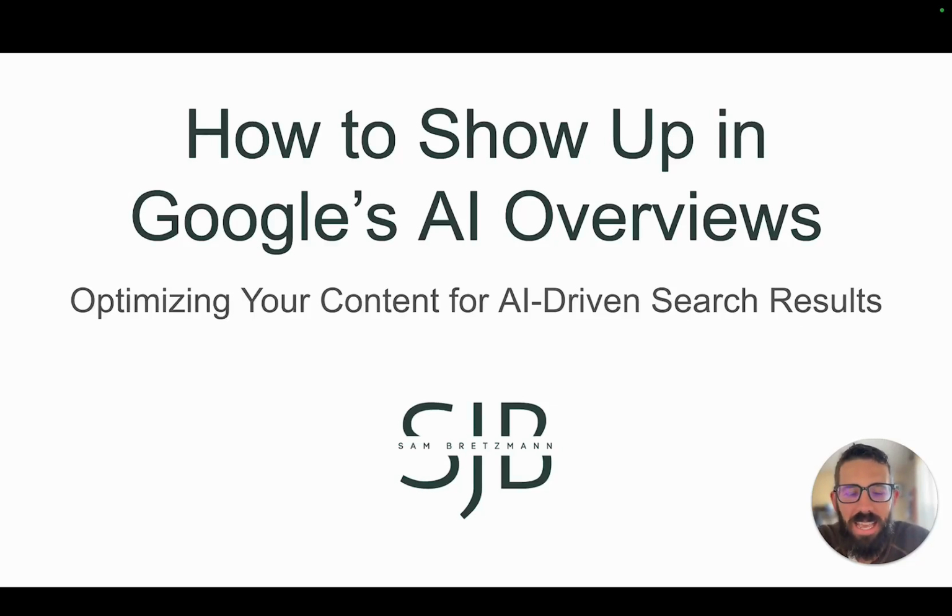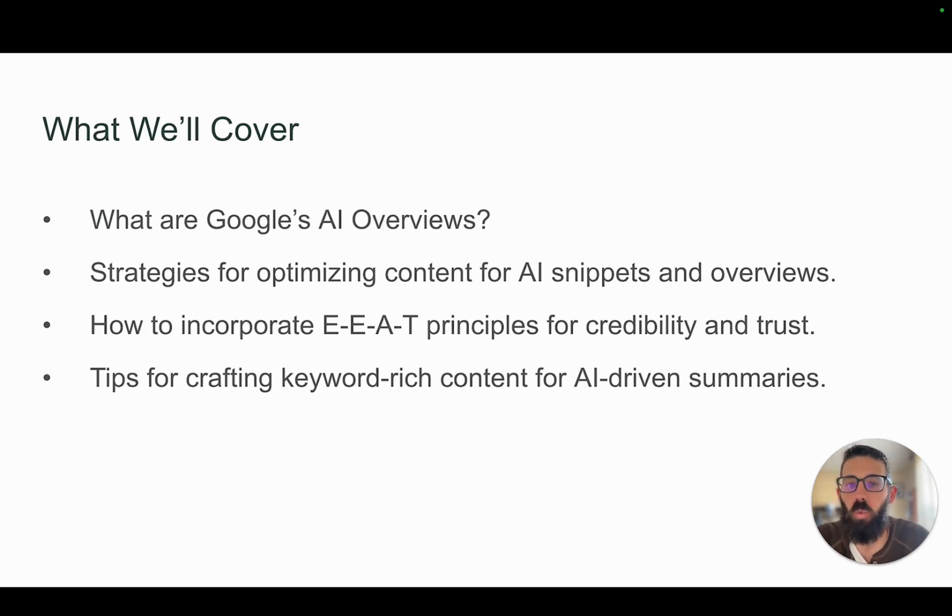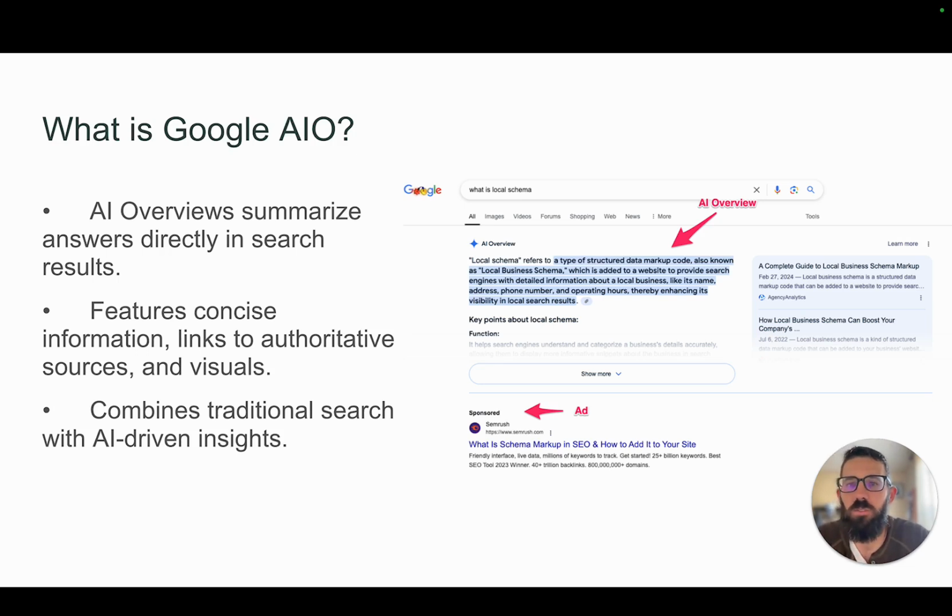In Google's AI overviews. We're going to cover what Google's AI overviews are, a couple of strategies for optimizing content for AI snippets and overviews, how to incorporate EAT principles for credibility and trust, and then a few tips for crafting keyword-rich content for AI-driven summaries. So first, what is Google's AI overviews or AIO?